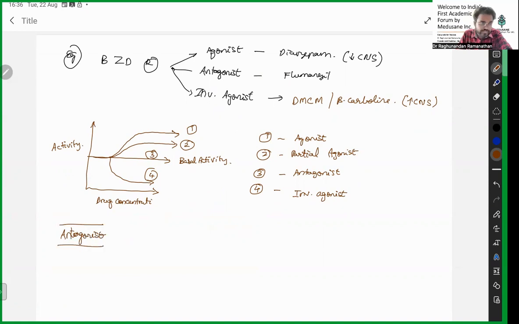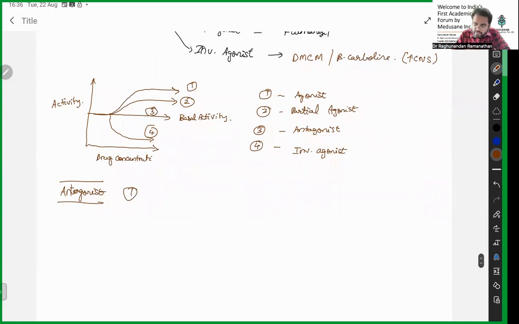So antagonists again are of different types. Now close your pens, close your book, and just try to understand. Antagonists are of 4 types. Number 1, chemical antagonist, like your antacids and heparin. They are going to prevent the chemical action. So number 1, I'll write it down first, afterwards you just copy it down. The first one is your chemical antagonist.